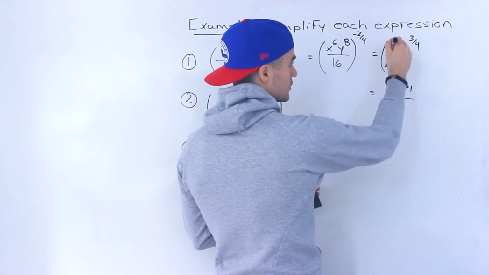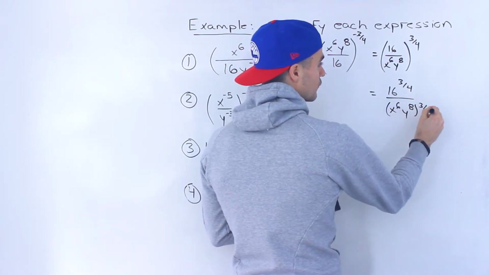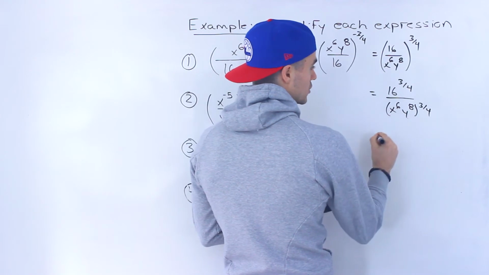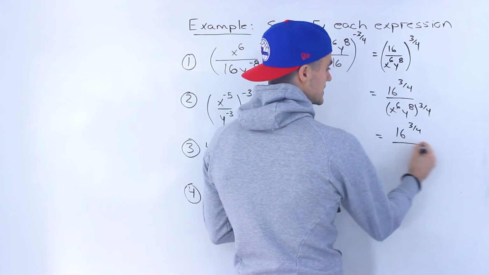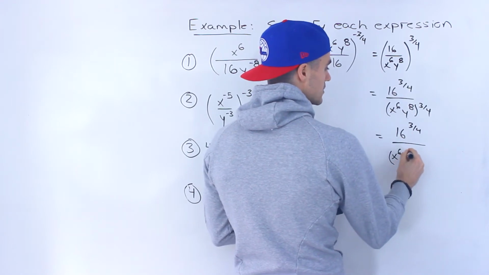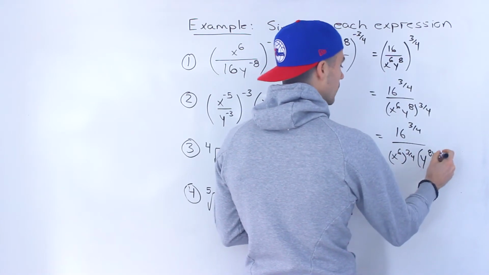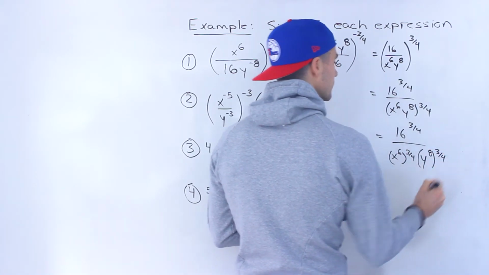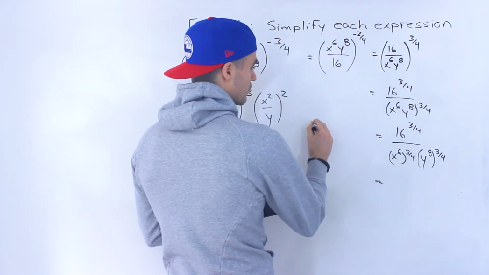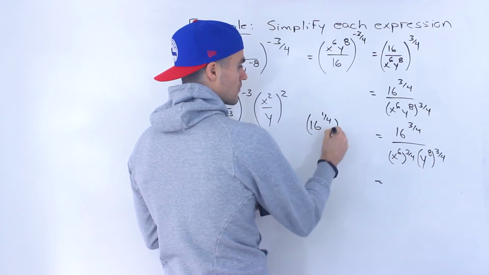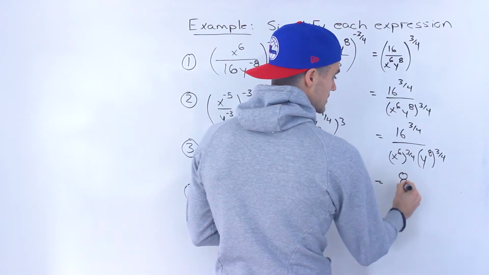So we're going to distribute this to the numerator. And then that whole denominator is going to go to the power of 3 over 4. Then over here, we're multiplying terms. So what we can do is we can take that x to the 6 to the power of 3 over 4, and then we could take that y to the 8 to the power of 3 over 4 as well. And then over here, 16 to the power of 3 over 4 is like 16 to the power of 1 over 4 to the power of 3, which is 2 to the power of 3, which is 8. So this here is going to be 8.